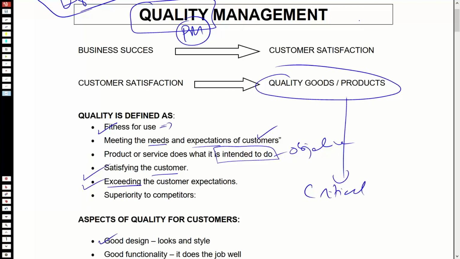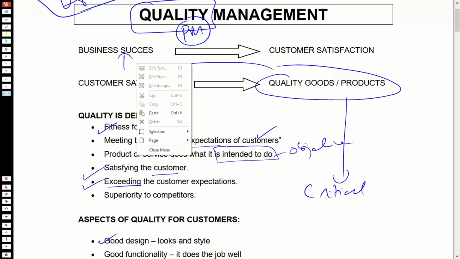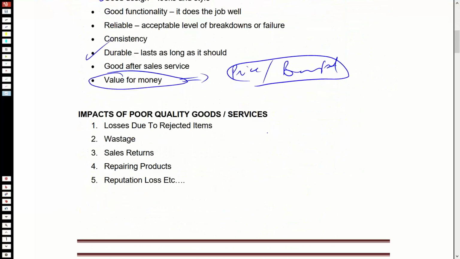So you need to deliver quality goods and quality services. When you do, this leads to customer satisfaction. And customer satisfaction drives sales, enhances your business's revenue and market share, and ultimately your business is able to succeed. So quality is an important aspect of performance management, because if your business is not providing quality goods, you are going to end up losing customers.